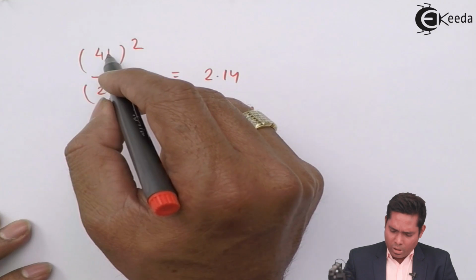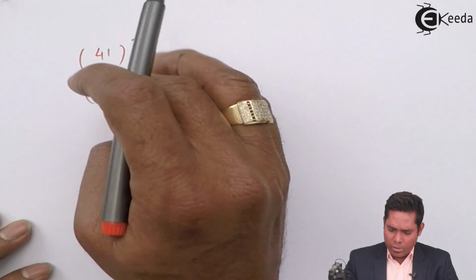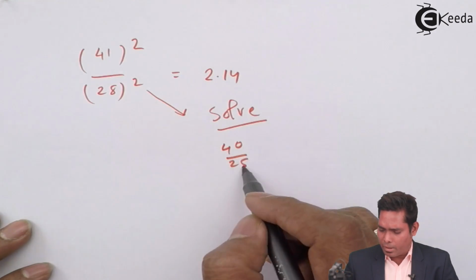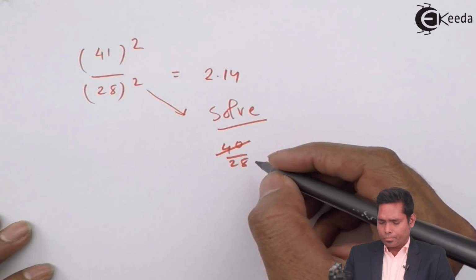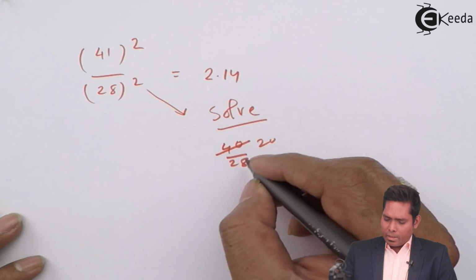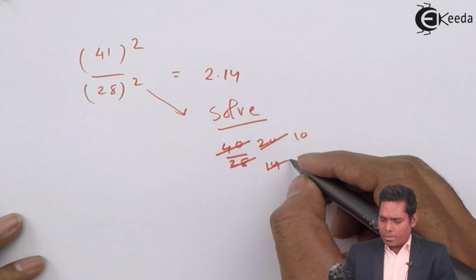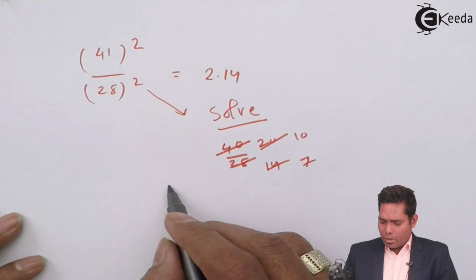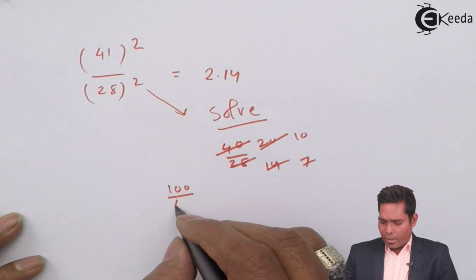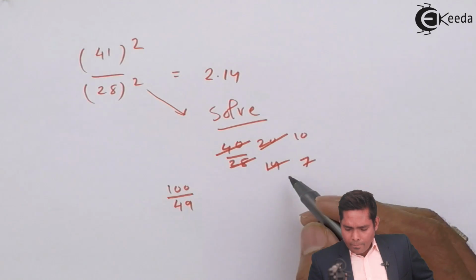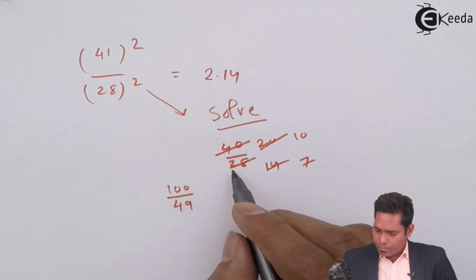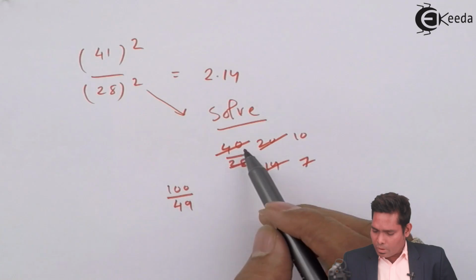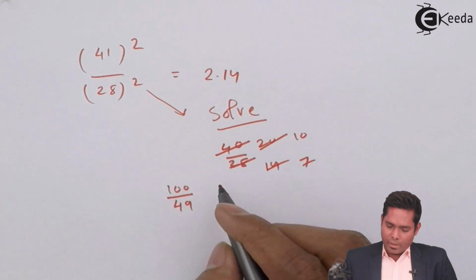I will tell you how to do that. You can take this as 40 or 42, change only one, then simplify. If I take 40, then my answer will increase. I'll take 40 by 28 and simplify. This becomes 20 and this becomes 14, then this becomes 10 and this becomes 7. So 10 by 7 squared is 100 divided by 49.